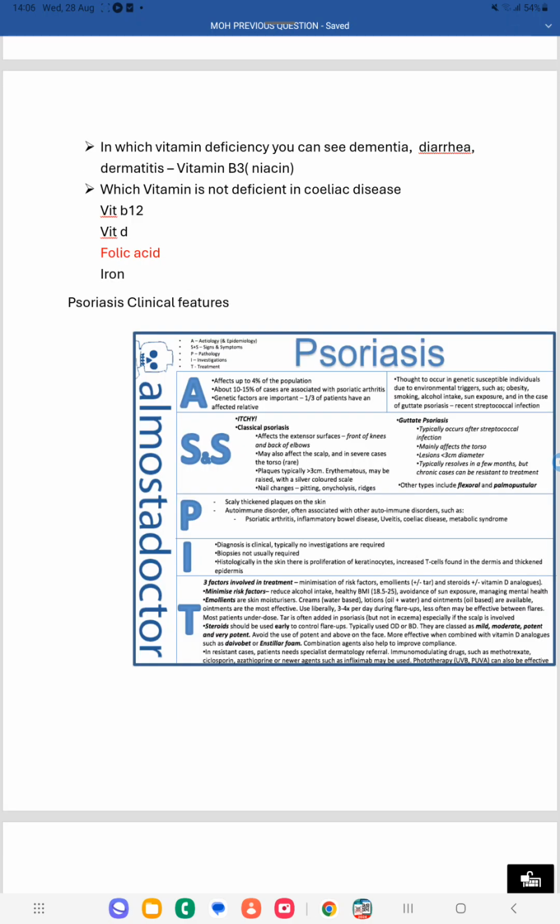Another thing: which vitamin is not deficient in celiac disease? They have asked one question. In the question paper, if vitamin C is given as an option, then you have to choose vitamin C as the answer instead of folic acid. If vitamin C is not among the options, then choose folic acid. If vitamin C is there, go for vitamin C.